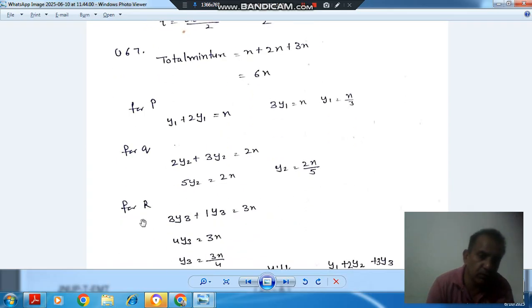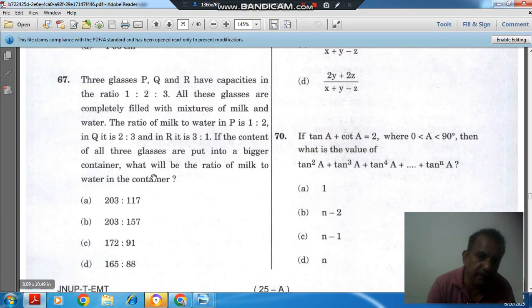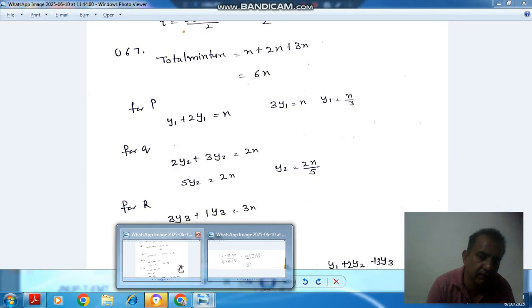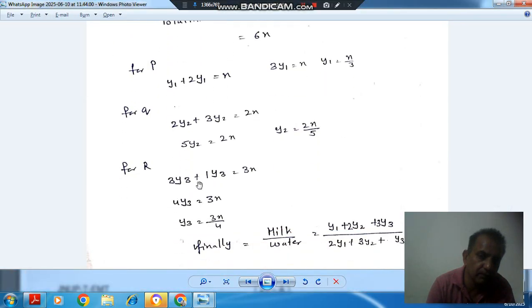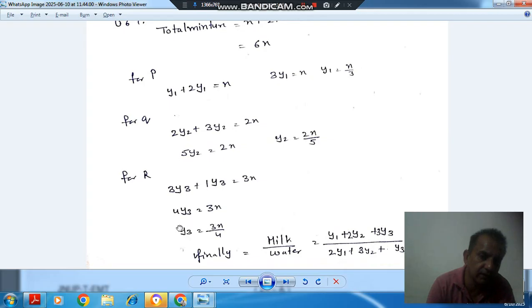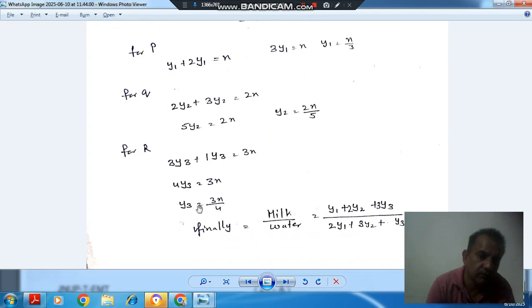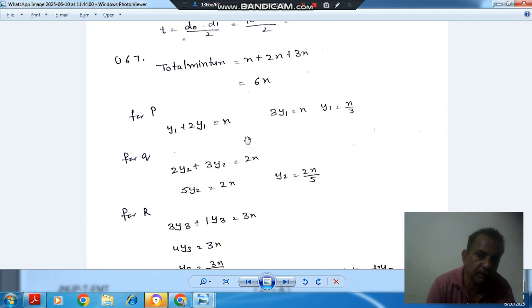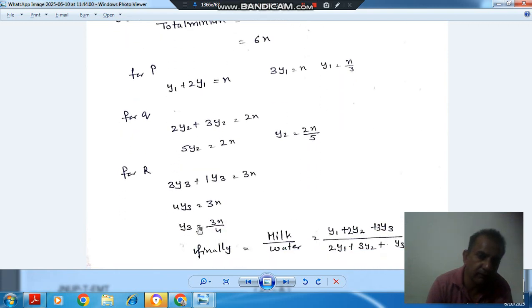Similarly, for container R, the ratio of milk to water is 3 : 1. We'll take y3, so 3y3 is the milk quantity and y3 is the water quantity. Your total mixture is equal to 3x. So 4y3 is equal to 3x, and y3 is equal to 3x by 4. So y1 is x by 3, y2 is 2x by 5 and y3 is 3x by 4.